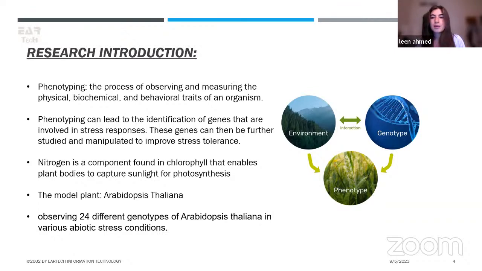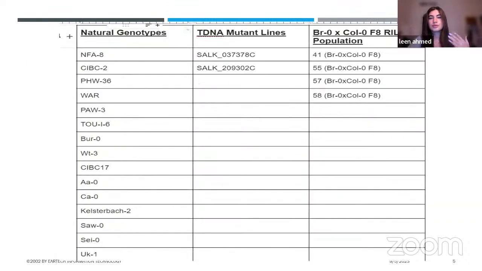And the last bullet point says that we observed 24 different genotypes of Arabidopsis thaliana. I will switch the slide to hopefully show it to you more clearly. Basically, this model plant has 24 different genotypes, so 24 different variations of its genetic information. So it has 24 different species basically. And in each cell here, you can see the different names of every single genotype.